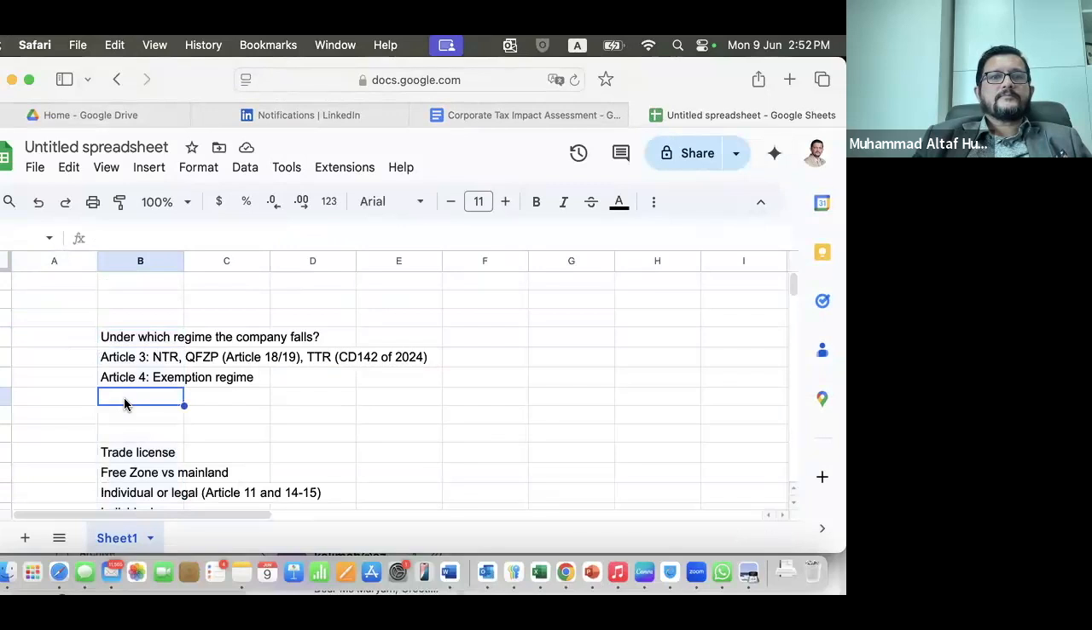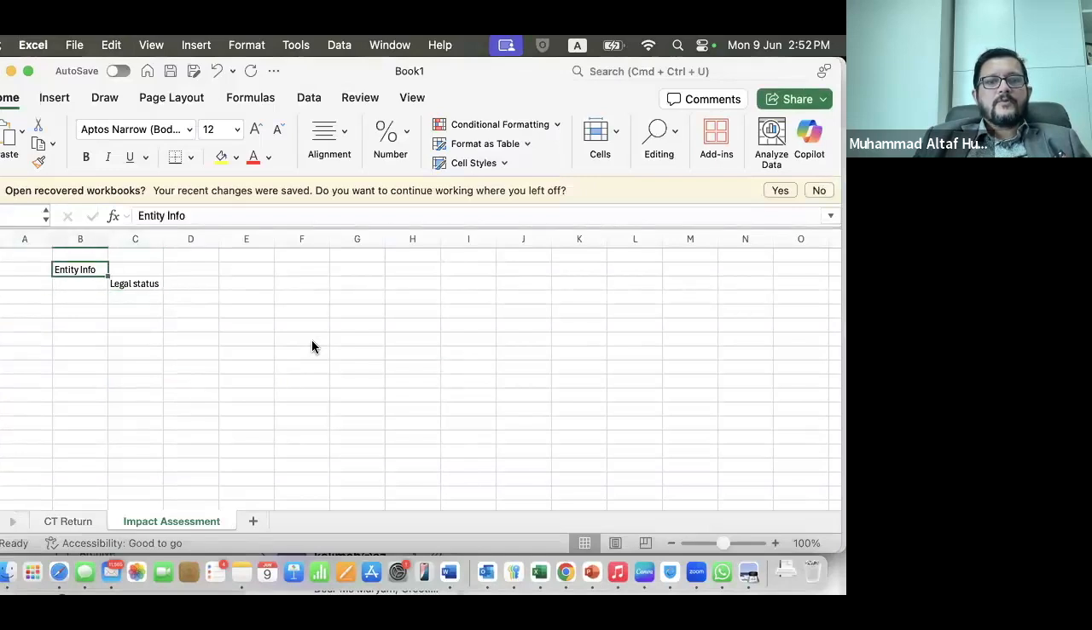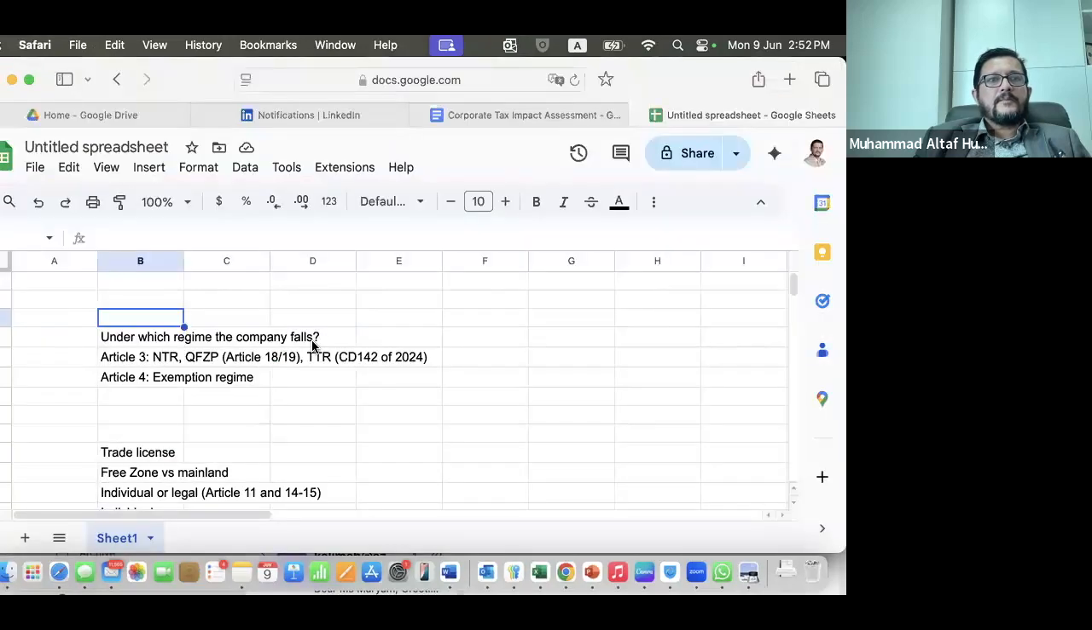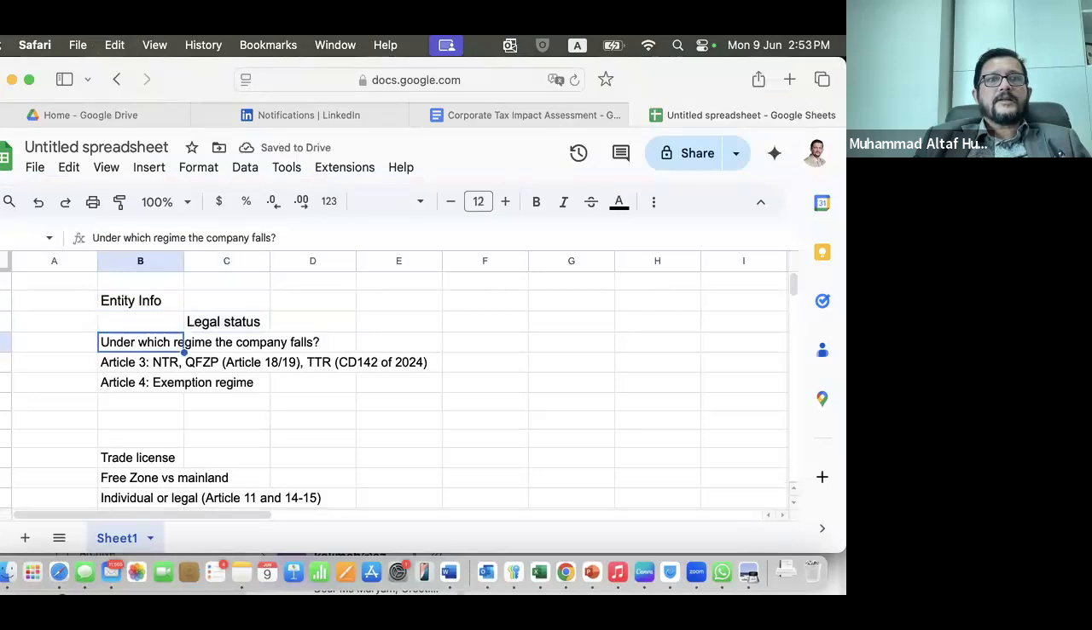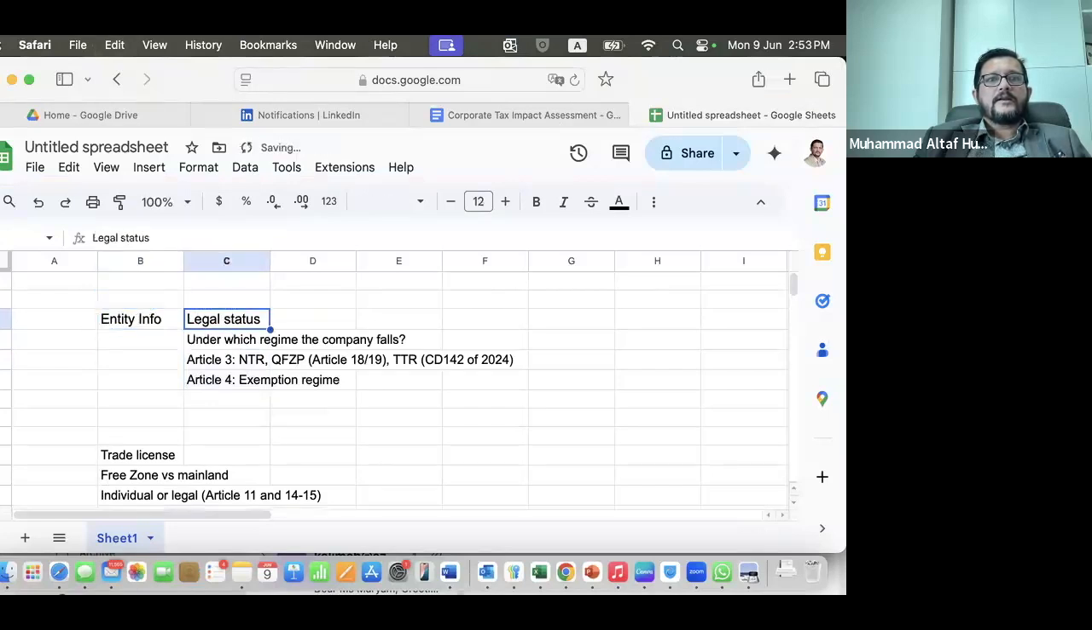The first thing, even before going to the level of under which regime the company falls, is this entity information. Now, you have to remember, these will later become PPT slides. First thing is the entity information. In that, what are we saying? Legal status of the entity, right?